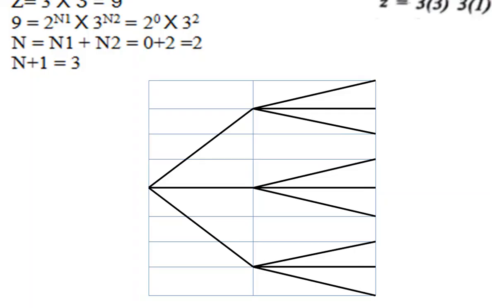So clearly the diagram is very easy. If you practice, you'll be able to understand.